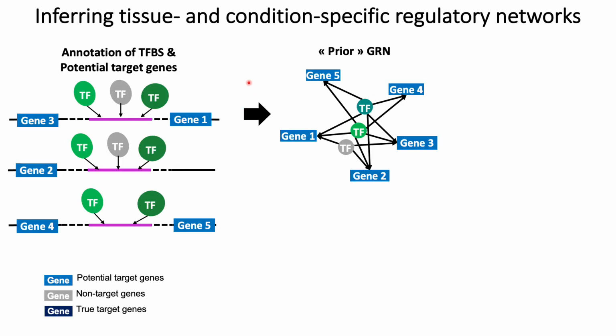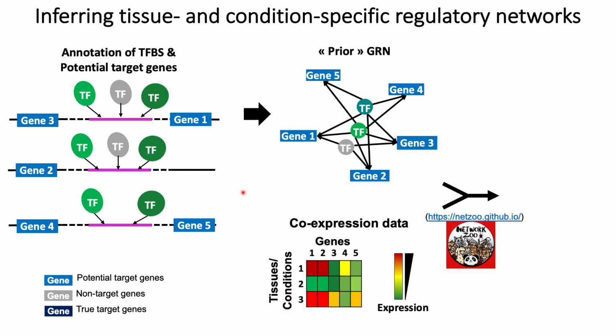For that, I needed to infer the tissue and condition-specific regulatory networks. I did that using two categories of information. The first one was purely genomic and consisted of annotating the distal cis-regulatory elements with potential transcription factor binding sites. That, with the list of potential candidate target genes, allowed me to build a prior gene regulatory network that summarized all of the potential interactions between transcription factors and genes.